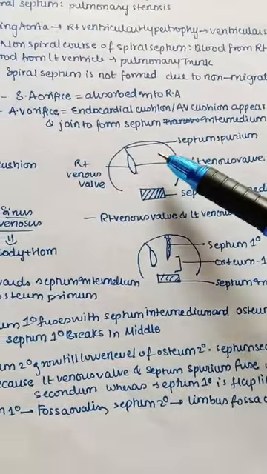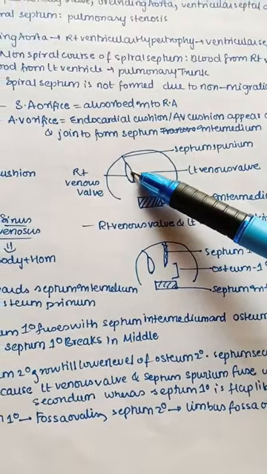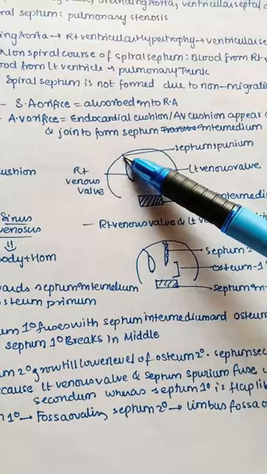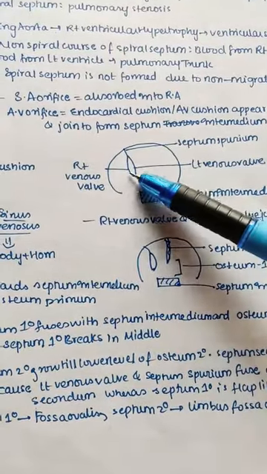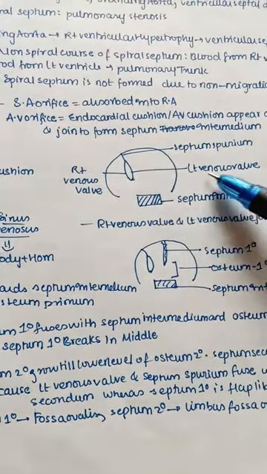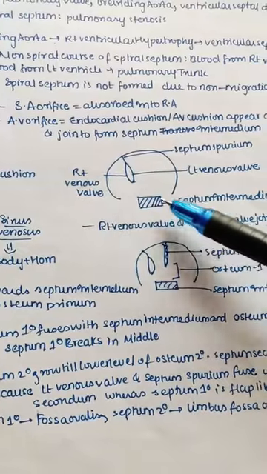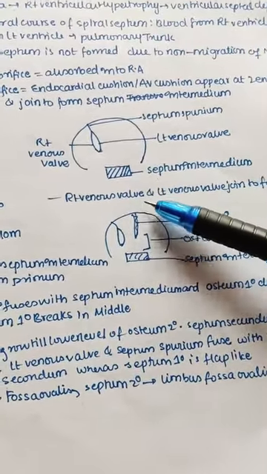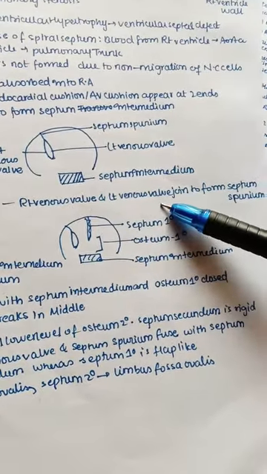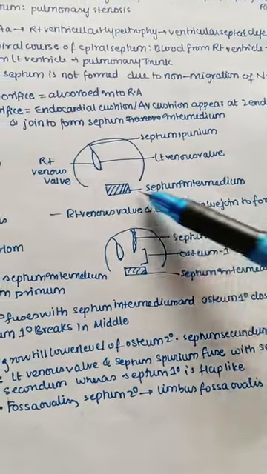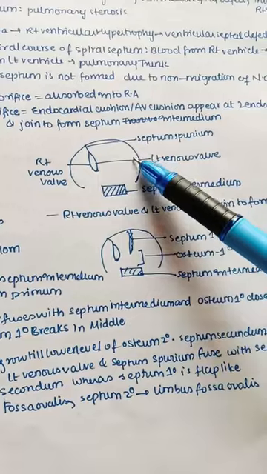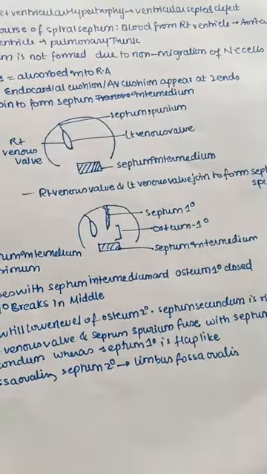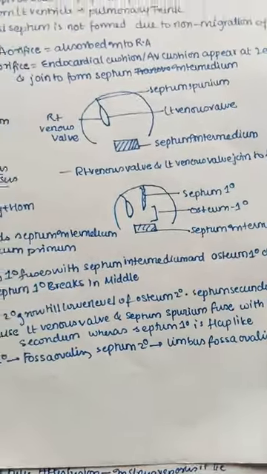So here you can see the diagram. This is our SA orifice, and towards SA orifice you can see it is formed by a stalk like this. This is called a septum spurium, and on its left side it forms a left venous valve, and on right side it forms a right venous valve, and below here we have the septum intermedium. So next what happens is the right venous valve and the left venous valve join to form the septum spurium. So our septum spurium is mainly formed by the connection between the right venous valve and left venous valve together.